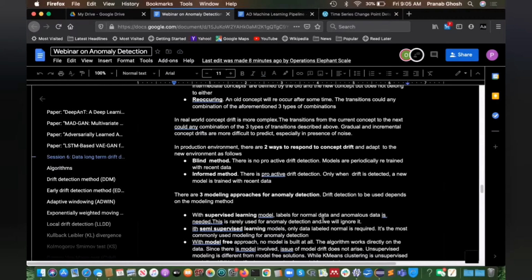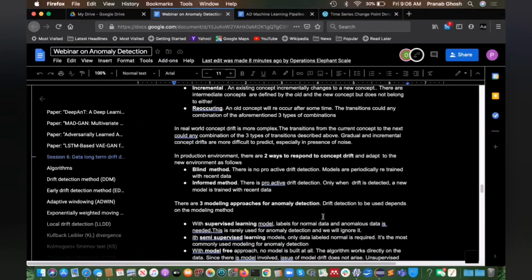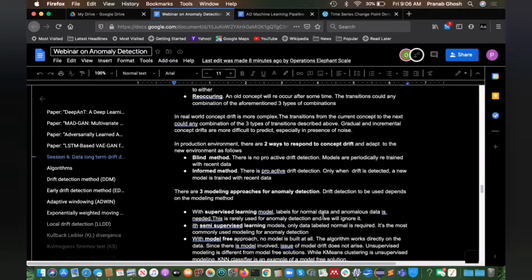So in real life, the drift can be very complex. It can be a combination of the three types. It's not as simple as just one of those. It can be a combination. And as I said, when it's gradual or incremental, it's more difficult to predict the drift.